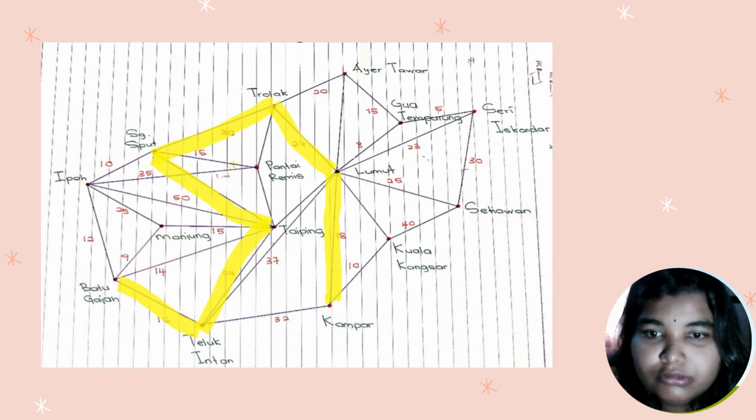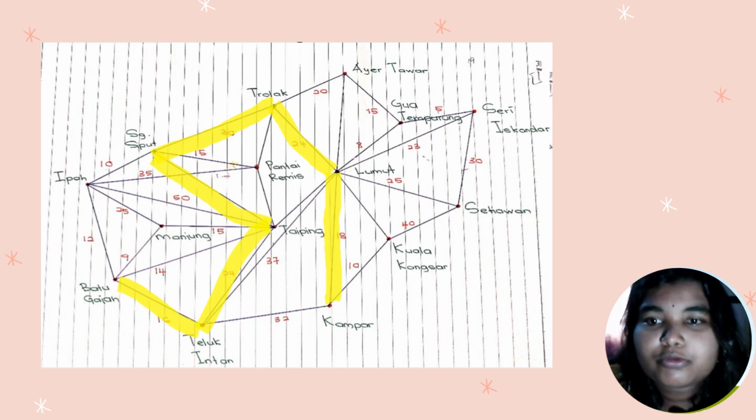Kampar to Lumut is 8 kilometers. Then Lumut to Trolak is 24 kilometers. Trolak to Sungai Siput is 30 kilometers. And Sungai Siput to Taiping is 50 kilometers. Taiping to Teluk Intan is 24 kilometers, and the last one is Teluk Intan to Batu Gajah is 16 kilometers.